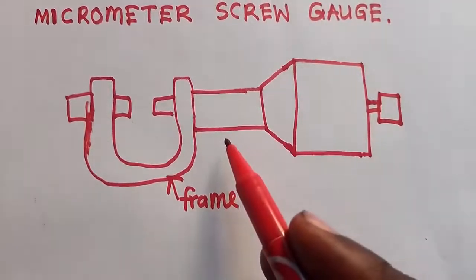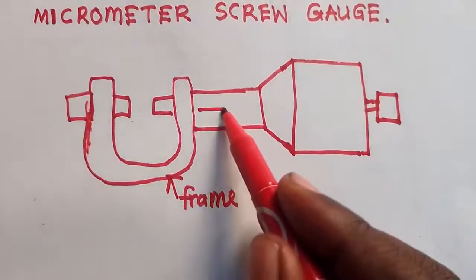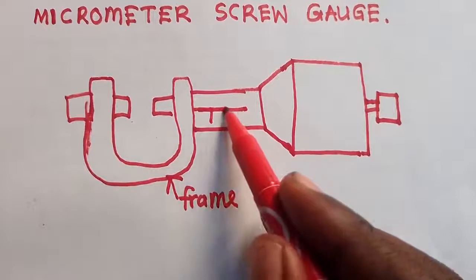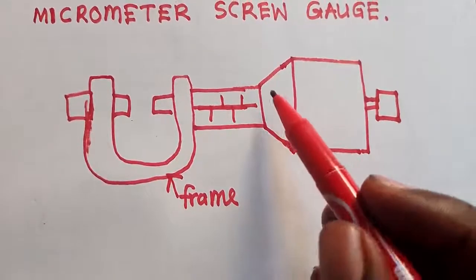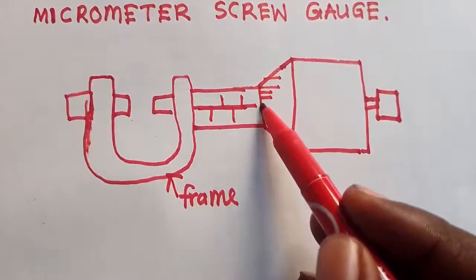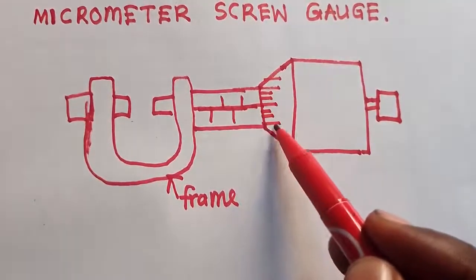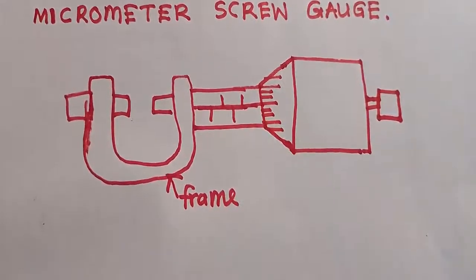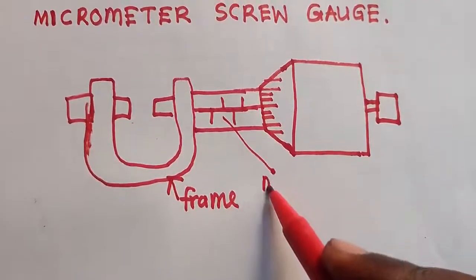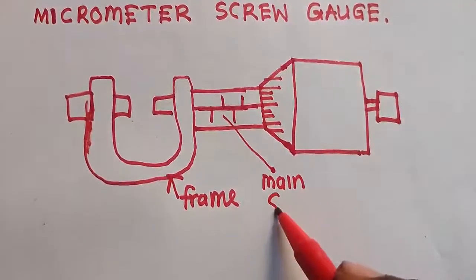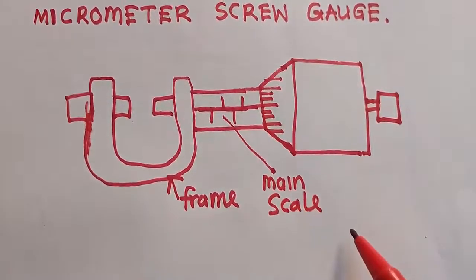Then I forgot one thing here. We've got a scale here. We also have another scale here, like this. This is what you need to know. This one that is here is called a main scale. This is what you need to get.